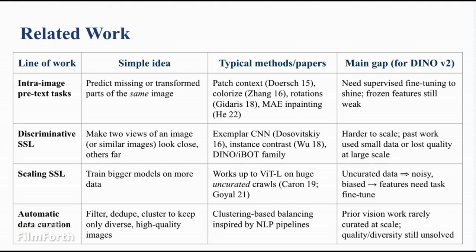The third, scaling SSL, has trained large models like ViT-L using uncurated web data, but this data is often noisy and biased, so models still need task-specific fine-tuning. Finally, we have automatic data curation, which is relatively new in vision. Prior work rarely curated data at this scale. DINOv2 introduces a clustering-based pipeline inspired by NLP to create a high-quality, diverse dataset that's central to its success.